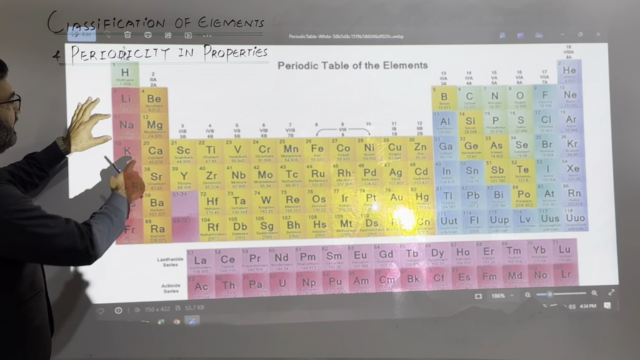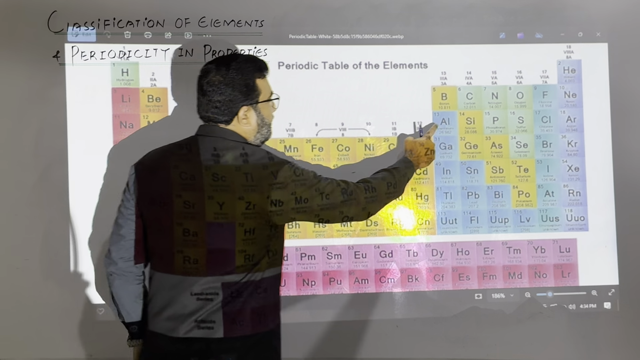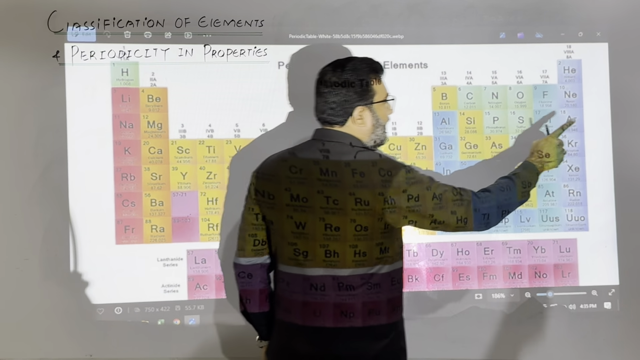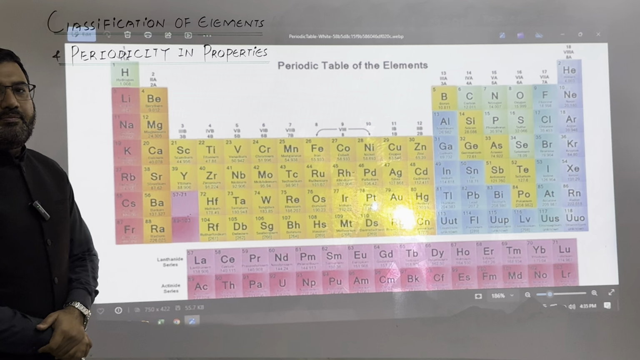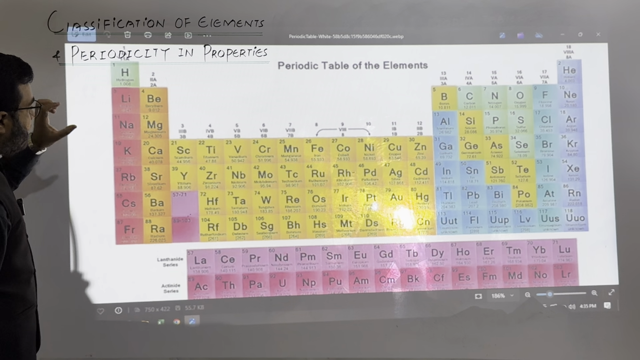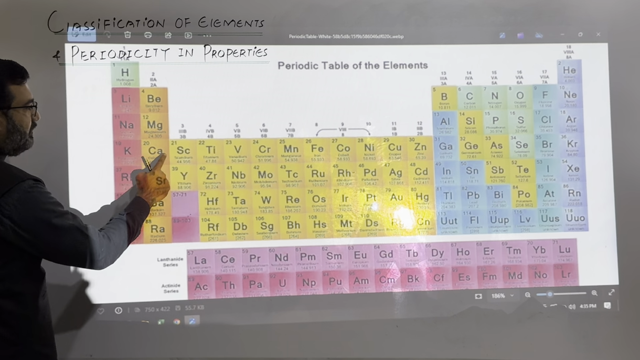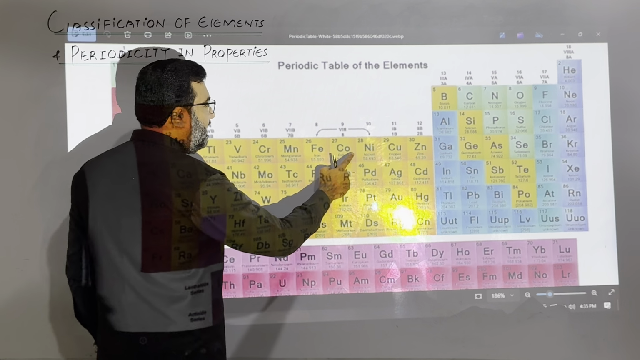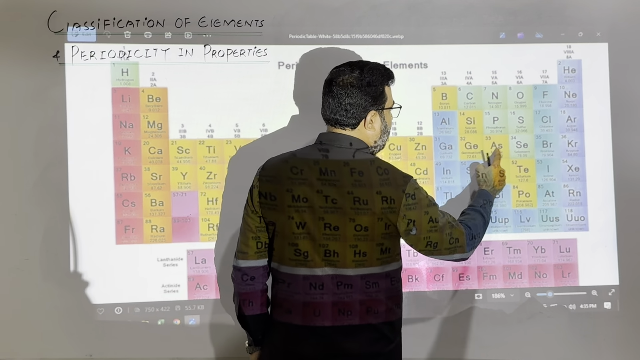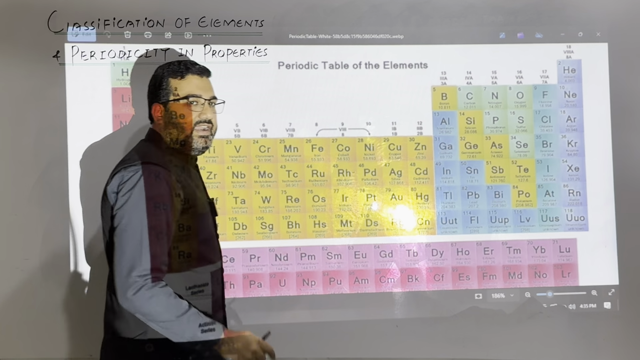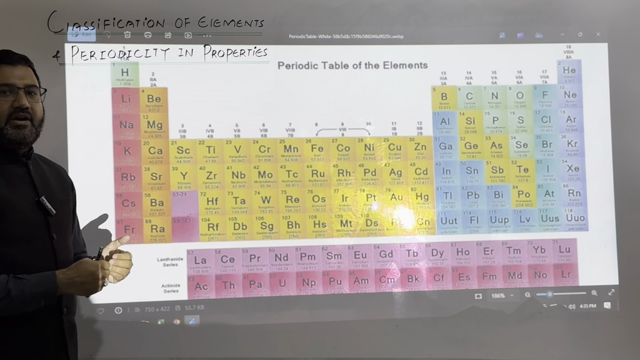Similarly, the third period again has 8 elements. That is also called the short period of the periodic table. In the same way, the fourth period has 18 elements, and that is called the long period of the periodic table.